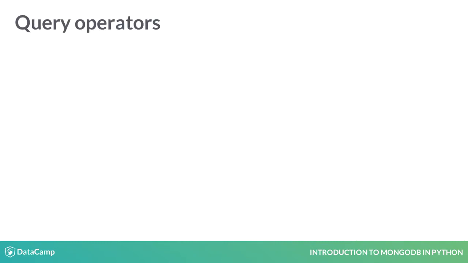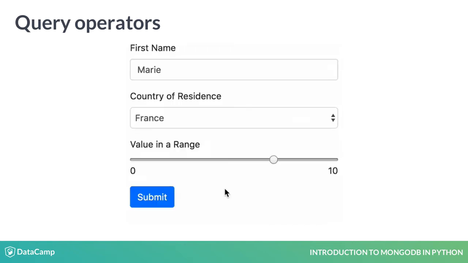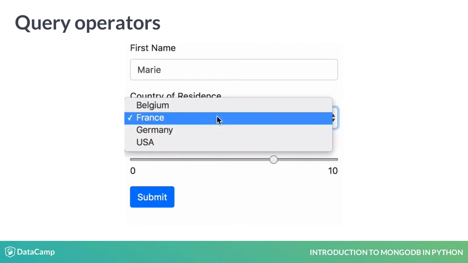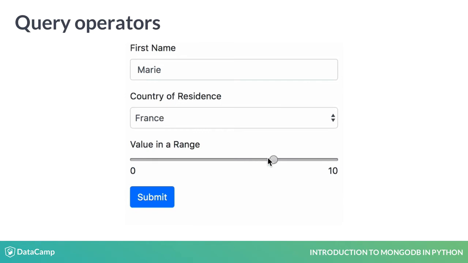We've seen filters that match exact values in a document. What about satisfying other constraints? Query operators are like different ways to input values on a website form. Some values you select from options, like countries. Some you select with a range slider.